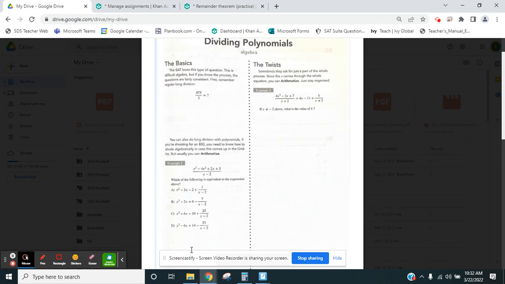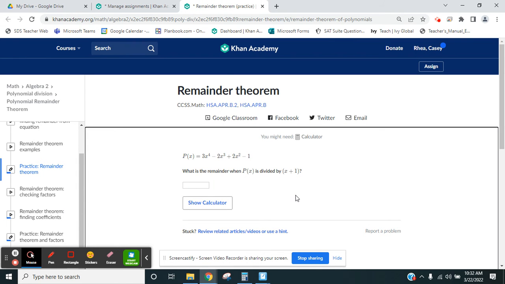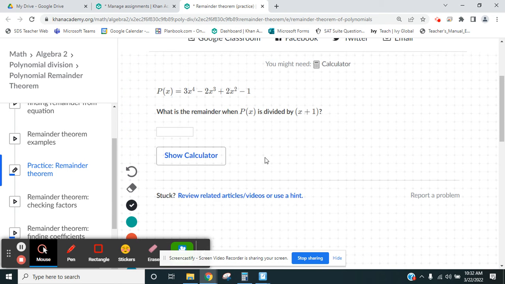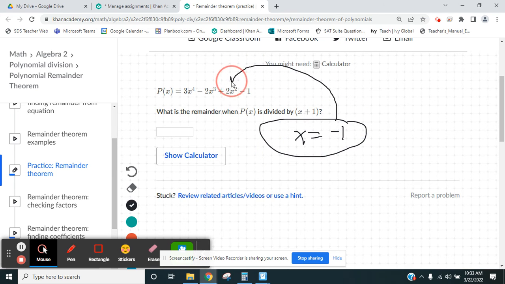All right, now, before we go on, there's another theorem that we talked about. It was called the remainder theorem. And there's a Khan Academy assignment about it, and it looked like this. The question was, what is the remainder when divided by x plus 1? And there was a shortcut. You did not have to long divide. The shortcut was you could plug in the opposite of this. If you plug in the opposite of this up into here, the remainder gets spit right out. Okay, so let's do that.